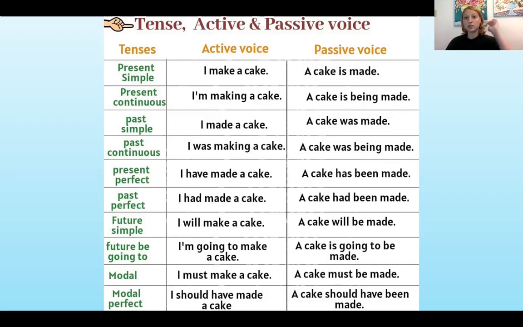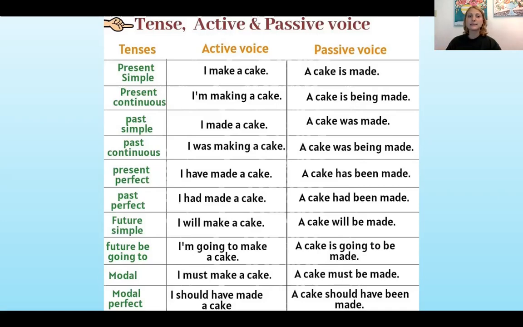Then you go into the passive voice for the sentence: A cake is being made. It's still present continuous, but we don't know who the cake is being made by. And that's going to be the same pattern that we find as we continue to go throughout these columns.